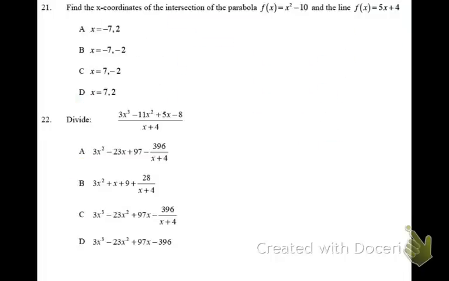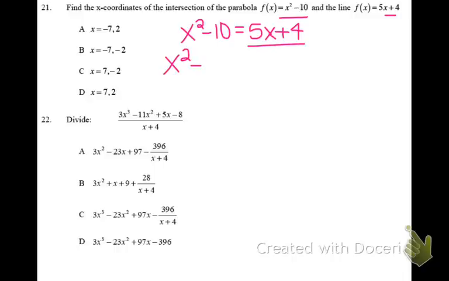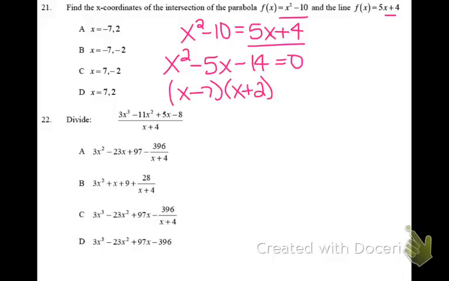21, find the x-coordinates of the intersection of this parabola. So the intersection, you can use a graphing calculator if you want to. So what you would do is you would graph both of those, find the intersection on the calculator by using the trace option. Or if you want to do it by hand, the intersection means you're setting these two equal to each other. So I have x squared minus 10 equals 5x plus 4. It is a quadratic, so you need to solve by factoring. So move these two numbers to the other side. So I have x squared minus 5x minus 14 equals 0, because you would subtract 4 from both sides. Factor, so you get x minus 7 and x plus 2 equals 0. So you get x equals positive 7 and negative 2. So your answer for that is C.